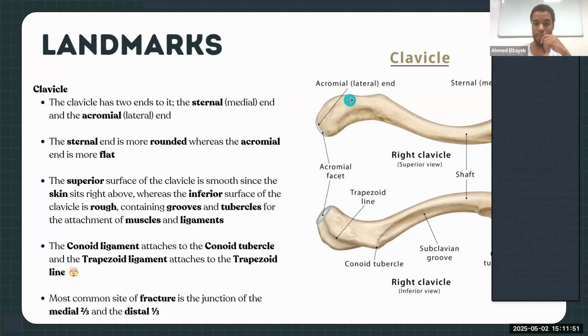And again, on the OSPE, they'll probably bring, or they might bring, a picture in the MCQs saying identify this landmark, or identify which clavicle this is, and you can orient yourselves by looking at the end. The lateral end or the acromial end is very flat, whereas the sternal end or the medial end is very rounded. It's like a ball.